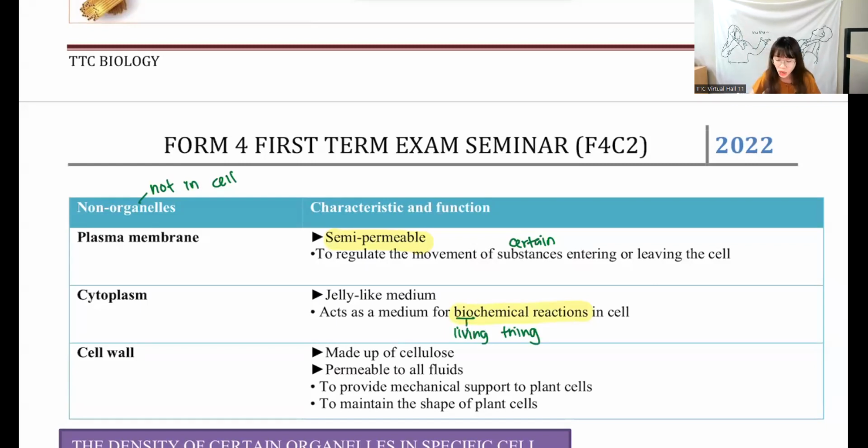Cell wall is made out of a substance called cellulose. What is cellulose? Cellulose is not sweet, because under Chapter 4 it is a polysaccharide. So they are not sweet.